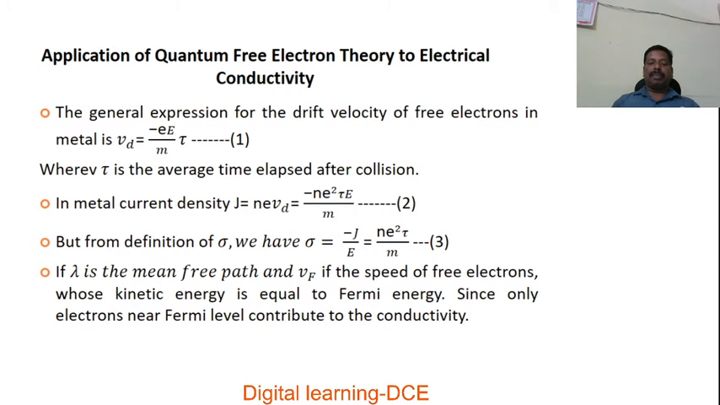If λ is the mean free path and Vf is the speed of free electrons, that is the Fermi velocity, whose kinetic energy is equal to the Fermi energy, since only electrons near the Fermi level contribute to the conductivity. Only electrons near the Fermi level will contribute to the electrical conductivity. The electrons present deeper in the metal may not gain any energy and may not make a transition to the electronic levels above the Fermi level. Those electrons we call free electrons, while the deeper electrons always remain bound to the atoms inside the metal.